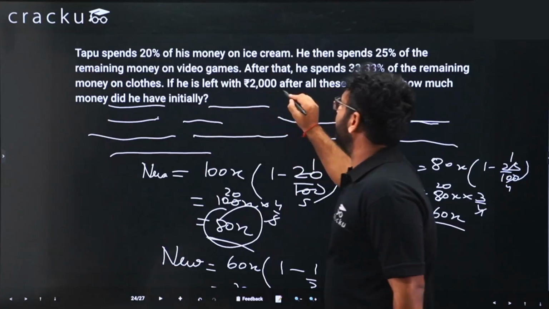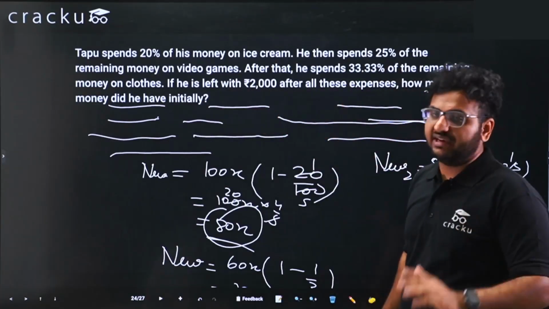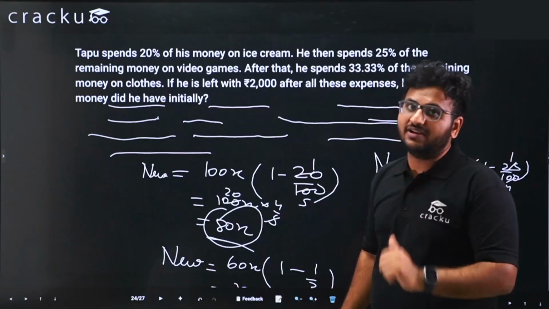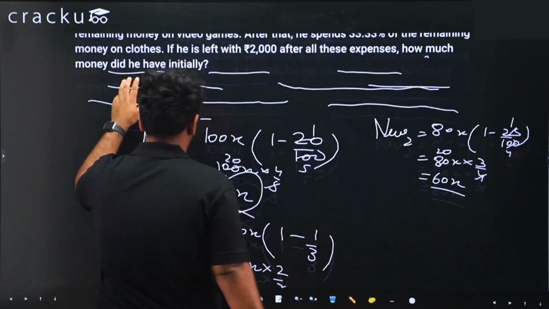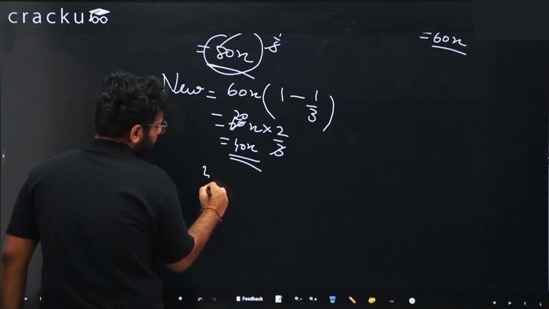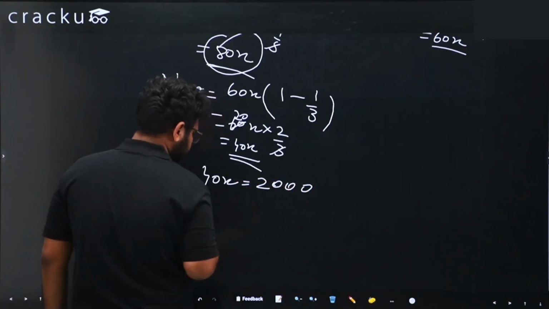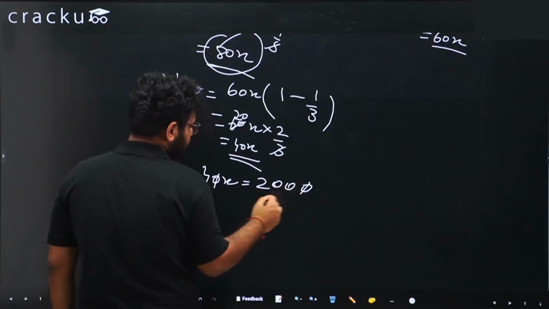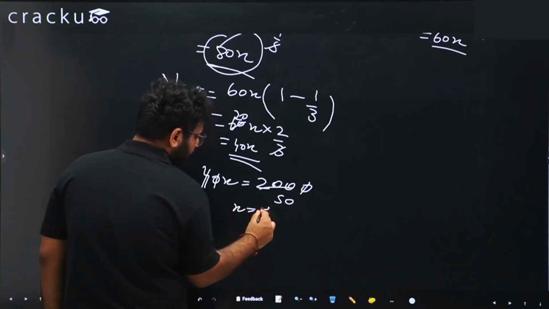If he is left with 2000 after all this expense, how much money did he have initially? So 40x will be equal to 2000 as he is left with 40x. So 40x is equal to 2000. So this would be 4 into 50. So x is equal to 50.